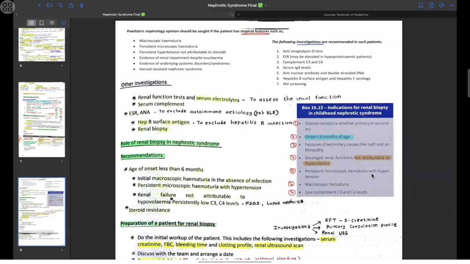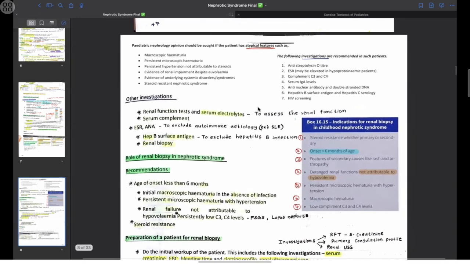Then if there is persistent microscopic hematuria with hypertension, if there is macroscopic hematuria, and if the complement levels are low. Okay, so these are the only indications to do renal biopsy in a child with nephrotic syndrome. Remember this. Make sure that you are thorough with these indications, because if they give you a complicated case with so many drugs and all, you might think the patient needs renal biopsy, but there is no indication.